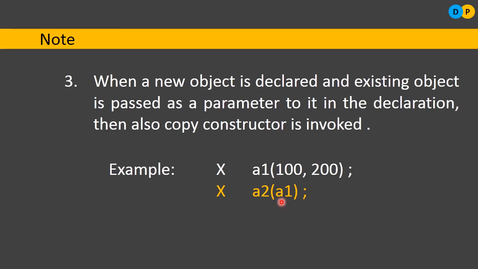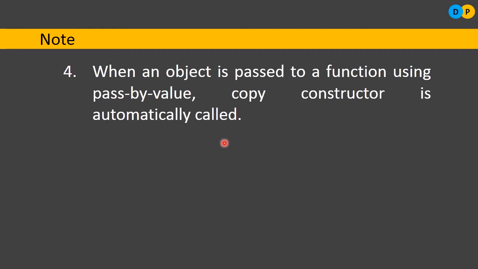So this is another method of automatically invoking a copy constructor. Fourth one, when an object is passed to a function using pass by value. Usually a function can work in different ways. A function can be called by value, called by reference, and called by address. There are three different methods.